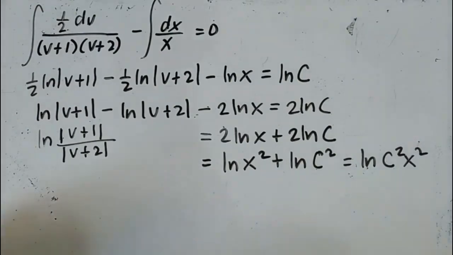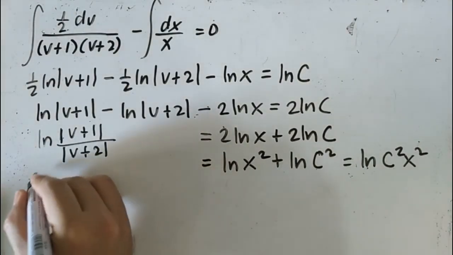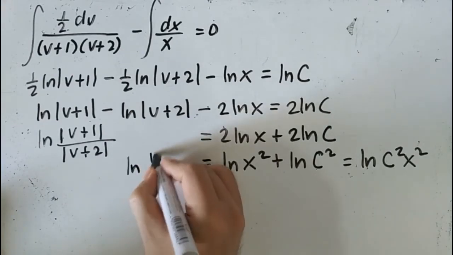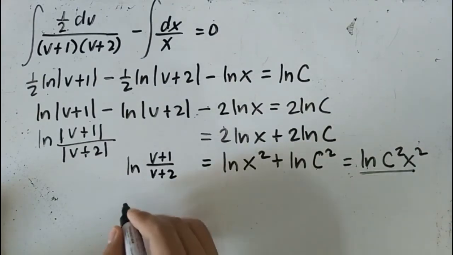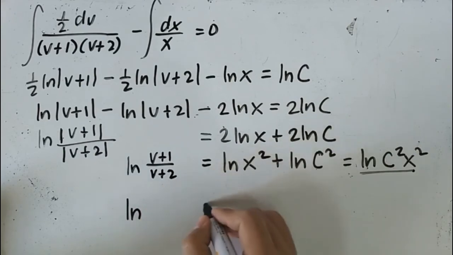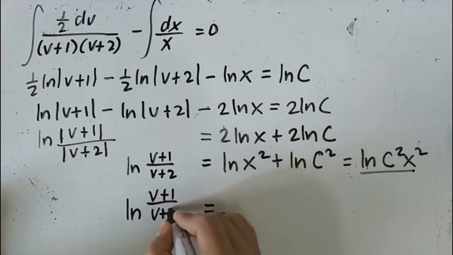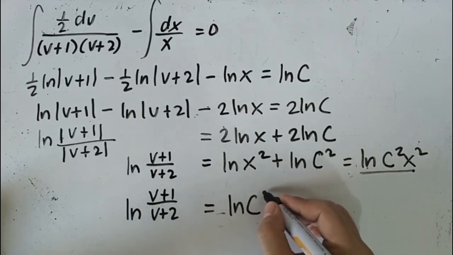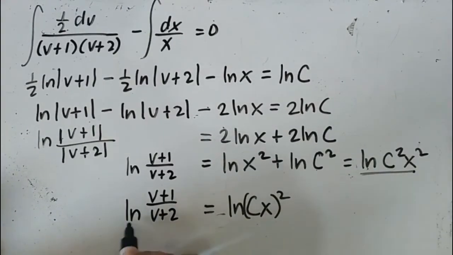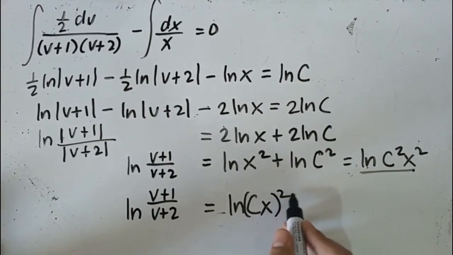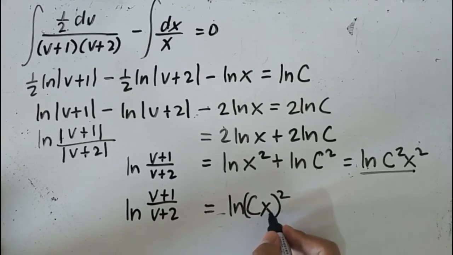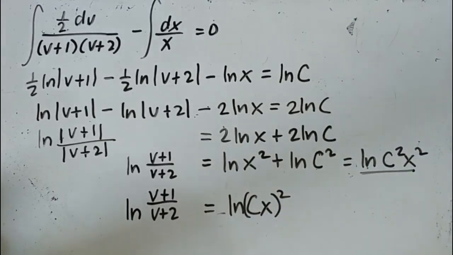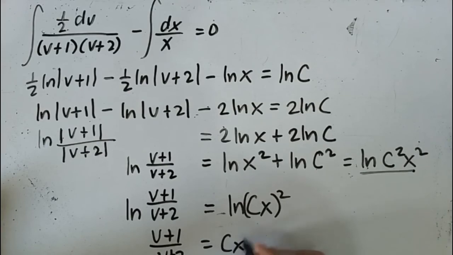So what we have is ln of v plus 1 over v plus 2 equals ln of c squared x squared, or that is ln of v plus 1 over v plus 2 equals ln of cx squared, because c squared x squared can be rewritten as cx squared. We raise everything to e. We have v plus 1 over v plus 2 equals cx squared.